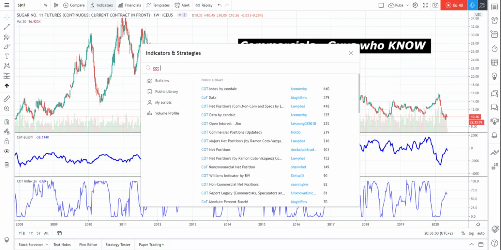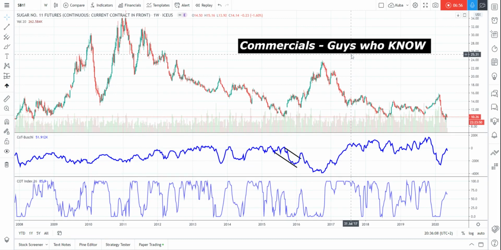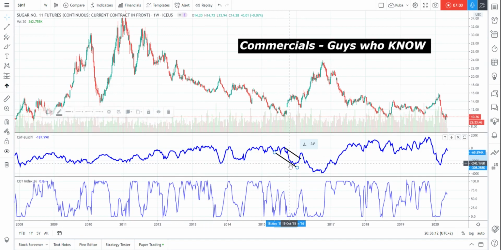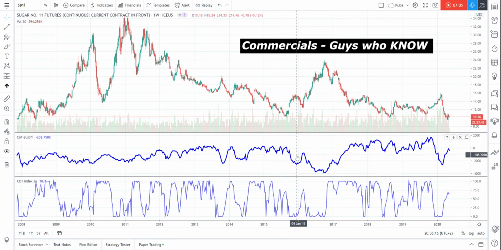But yes, and I use COT data and COT index, these two. These two indicators are not ours, but they are good, so you can add them. We don't use TradingView for analysis. We use different software, but you can, of course, use TradingView.